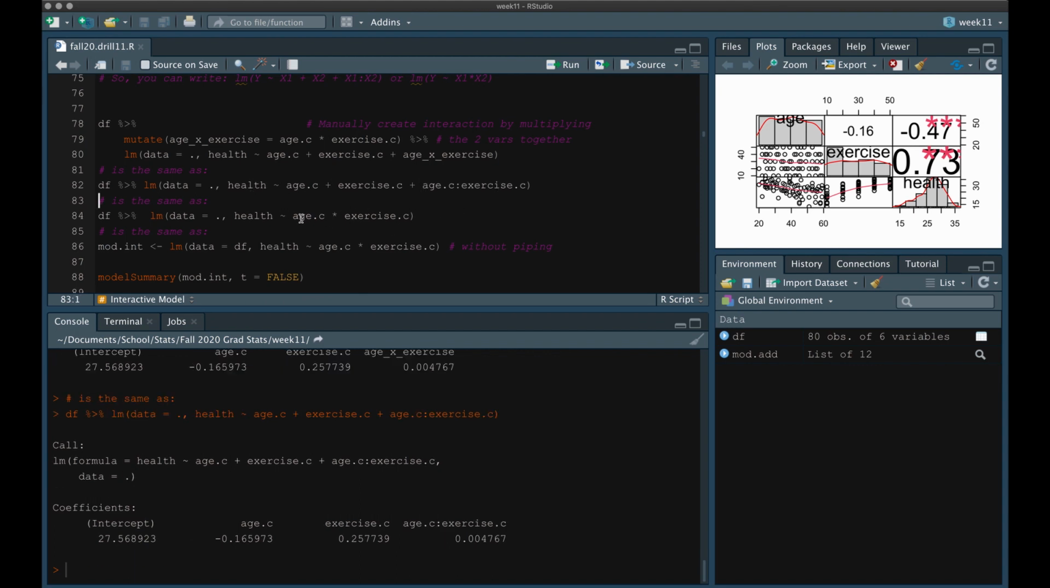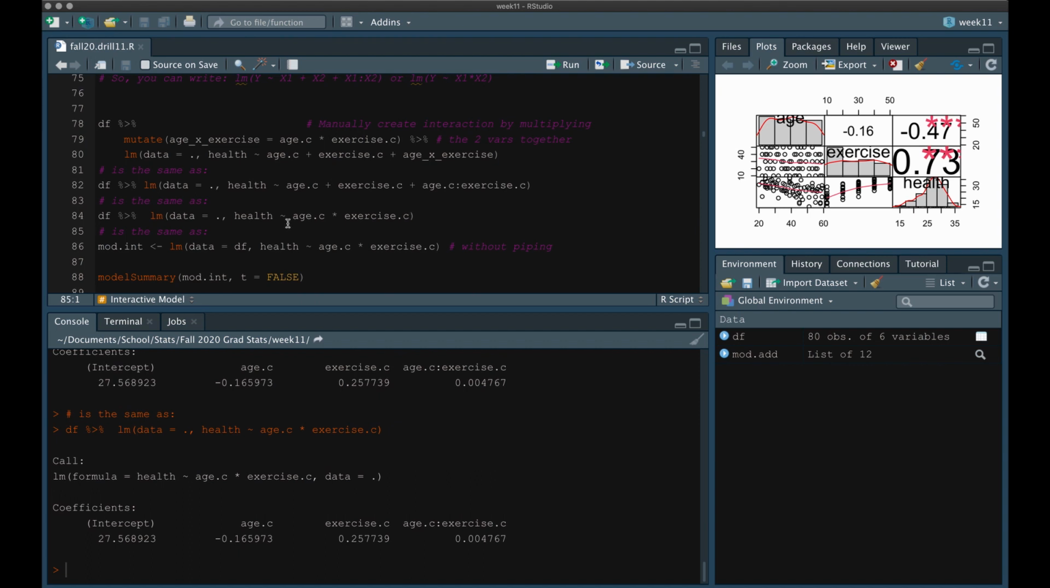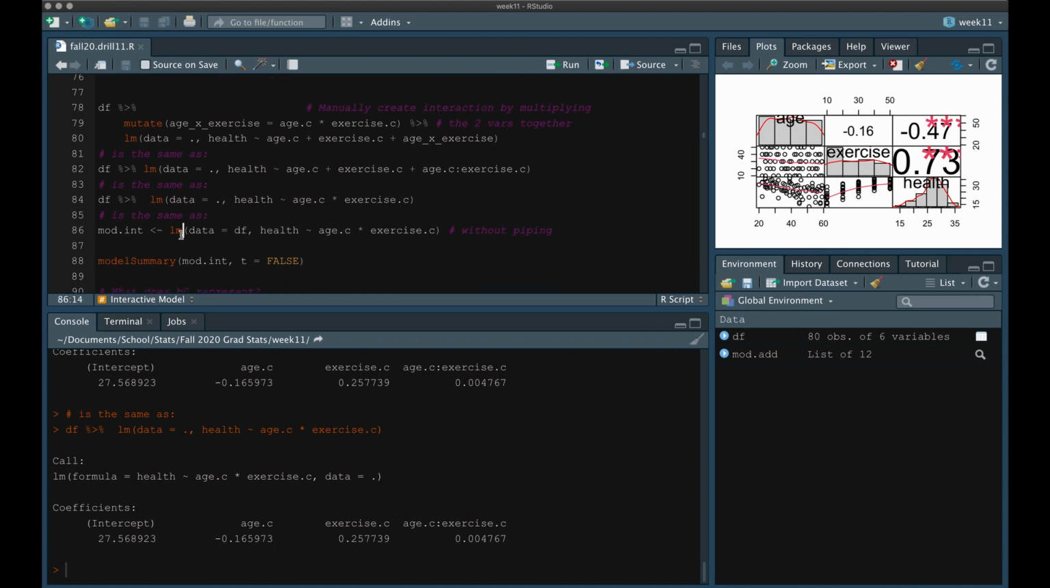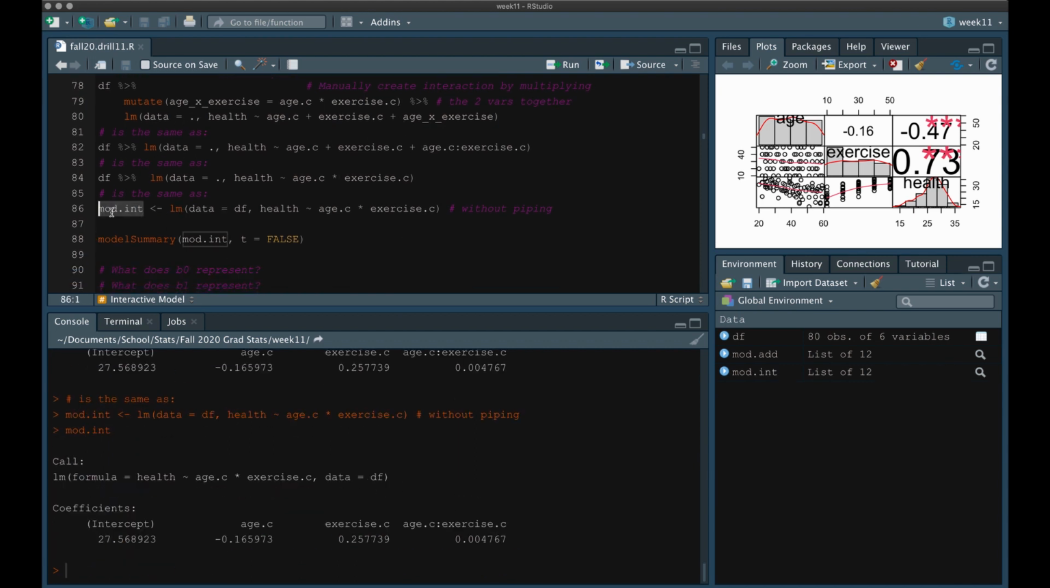And that is the exact same in R as just saying health regressed on centered age times centered exercise, where, even though we didn't put in the individual effects, because we put in that asterisk, it still gives us those individual effects automatically. And then finally, this last one is the same thing. It's just not with piping. So instead of taking the data frame and piping it into the model and using data equals period for that placeholder, it's instead just saying data equals df.